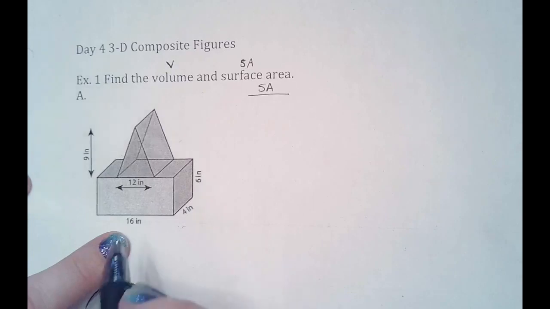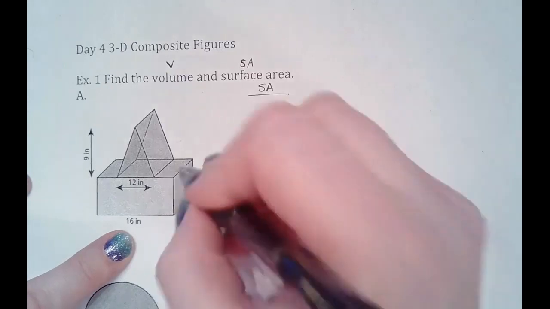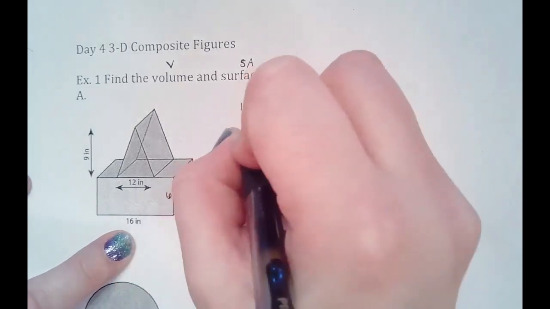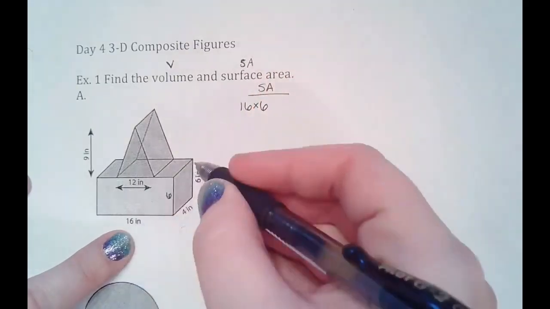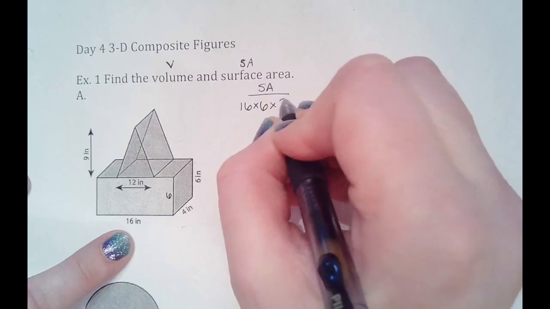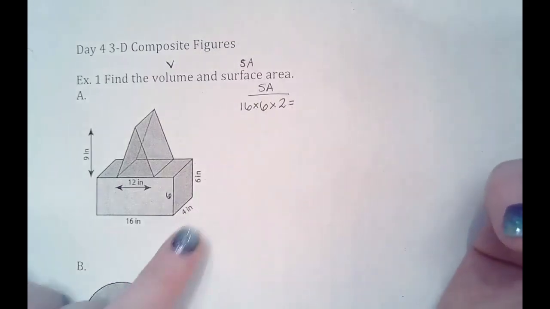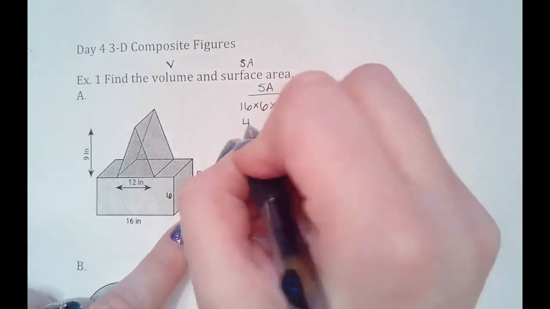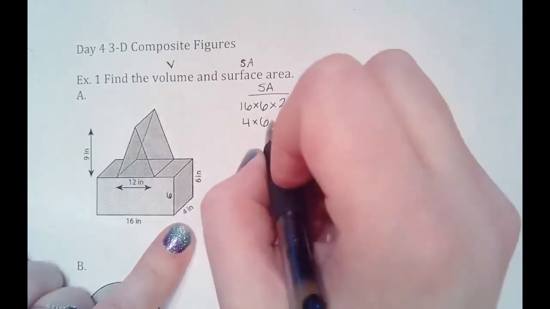So let's look at this first face. We have this base of 16. Its height here is this 6. So it would be 16 times 6. And also the back side would match it, so I'm going to do times 2. There's 2 of those. Now we have this face. We have 4 by 6. So 4 times 6. And there's 2 of those because the other one's matching over there. So times 2.